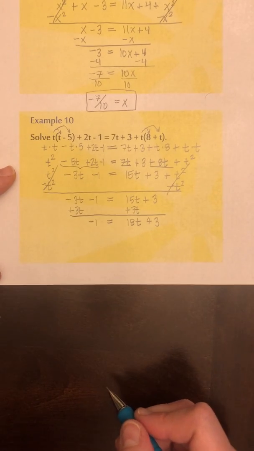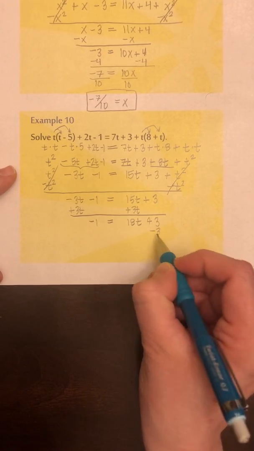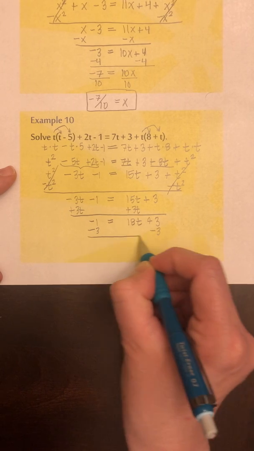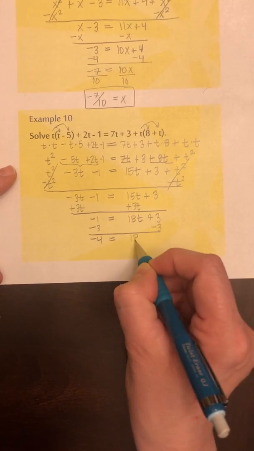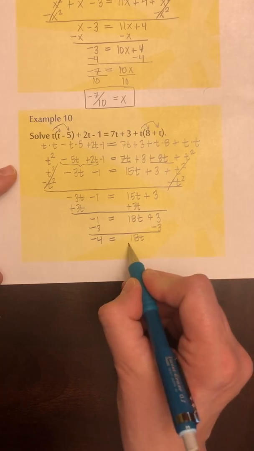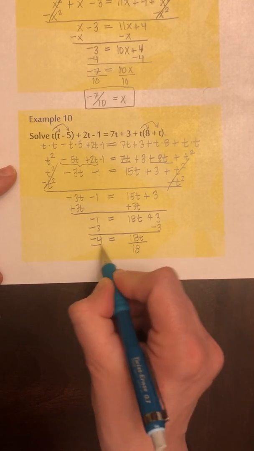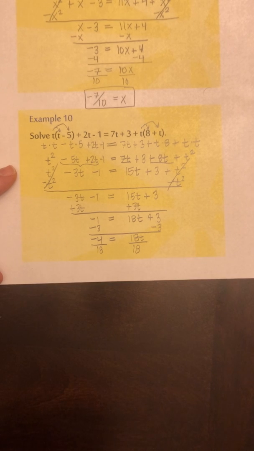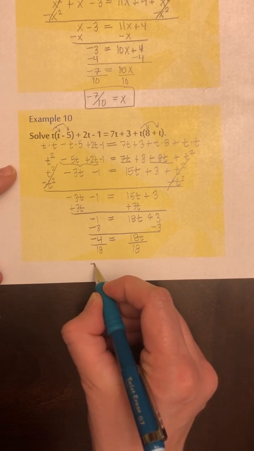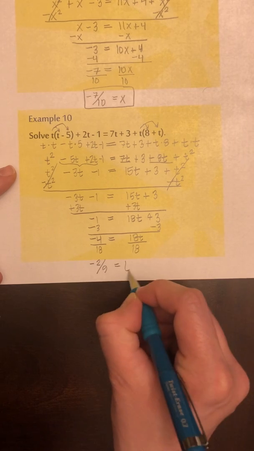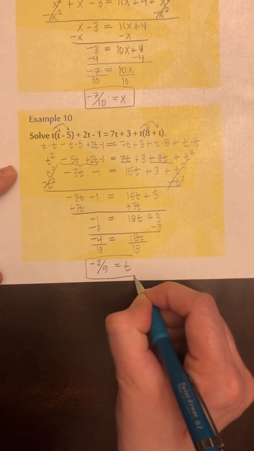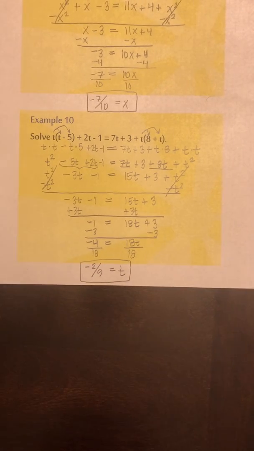Now my goal is to get everything away from t, so I'm going to subtract 3 from each side. So I have negative 4 equals 18t. And last step, let's divide both sides by 18. Well, it doesn't go in there evenly, but it does reduce because both of those numbers are even, so they're divisible by 2. So I'm going to end up with a negative 2/9 equals t. And that is the final answer.